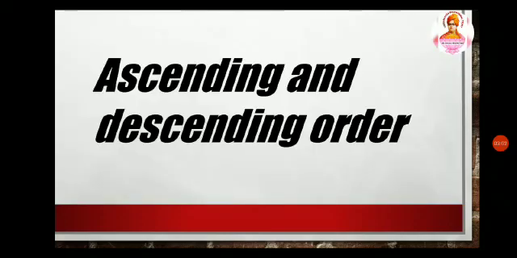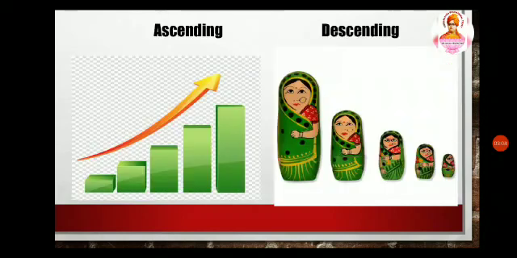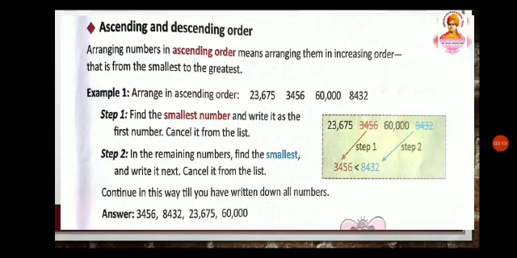Then we go to ascending and descending order. Ascending order is nothing but arranging the numbers from small to big. Likewise, descending order is big to small. Here I have given you one example with 4 numbers. I already told you, when you compare numbers, the first step is to check the number of digits in a number. If the number of digits is fewer, then that number will be a smaller number.